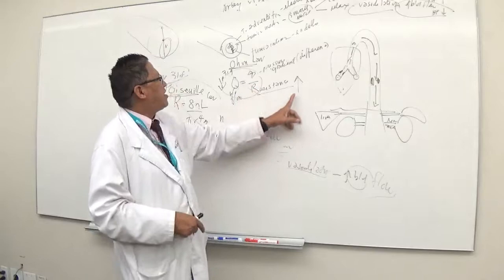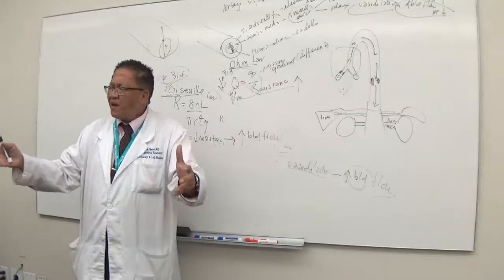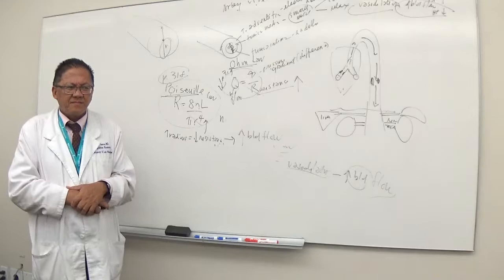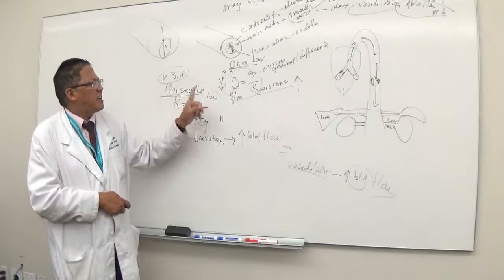What am I trying to say here? There is nothing that you cannot answer in nursing and medicine if you know this formula. Viscosity and length are directly proportional. Increase length, increase viscosity, increase resistance, decrease blood flow.